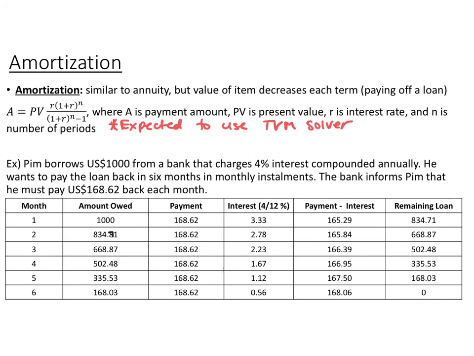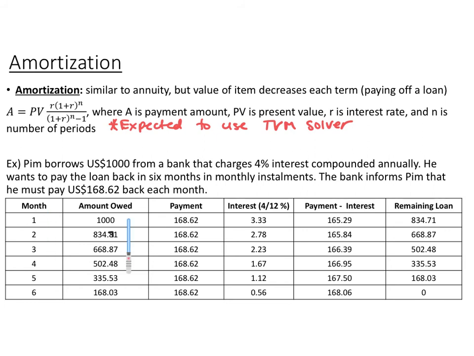So here's an example. Pim borrows $1,000 from a bank that charges 4% interest compounded annually. He wants to pay the loan back in 6 months in monthly installments. The bank informs him that he must pay $168.62 every month. So here's a table that basically shows what's happening.